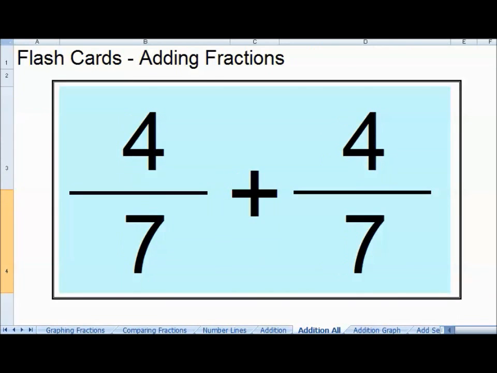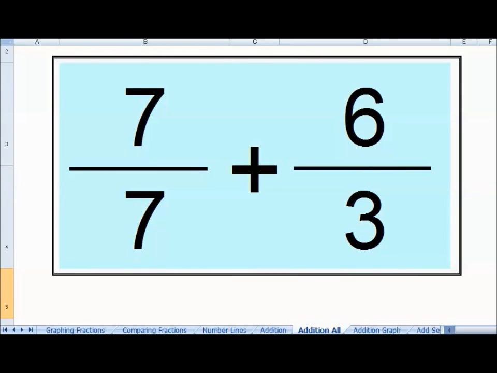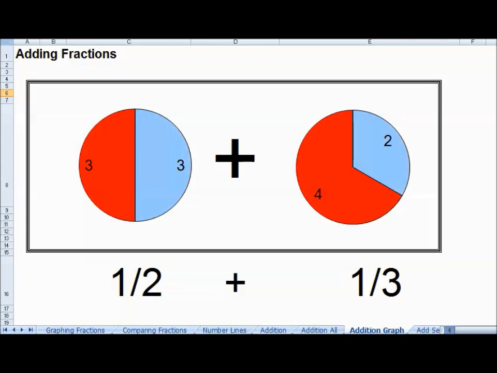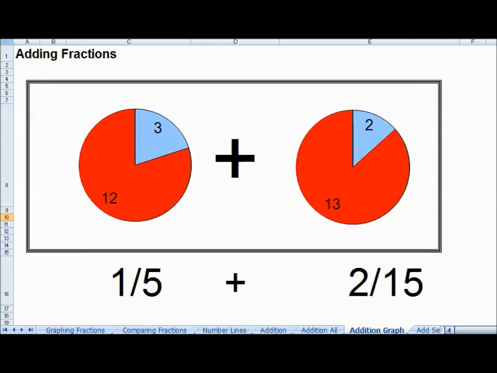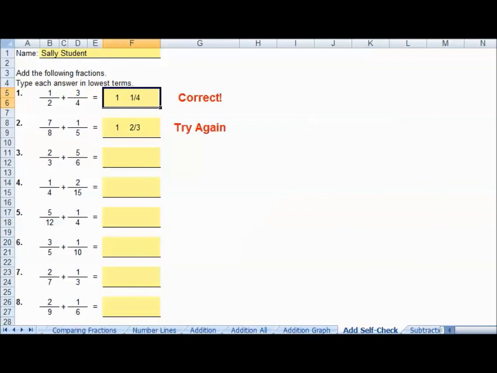Adding any fraction, common denominator or not. This illustrates addition of fractions, so again the kids can visually see why their answers make sense. And then most lessons also include self-checking exercises where students can type in their name and then type their answers into the yellow rectangles, and when they hit enter, the computer will give them instantaneous feedback as to whether they're right or whether they need to try again.